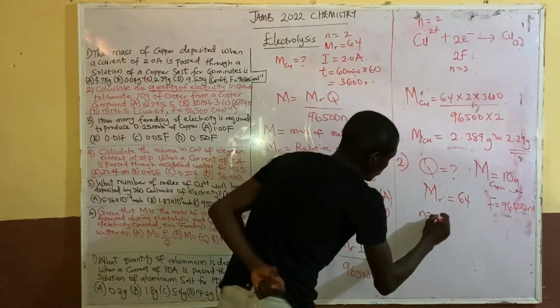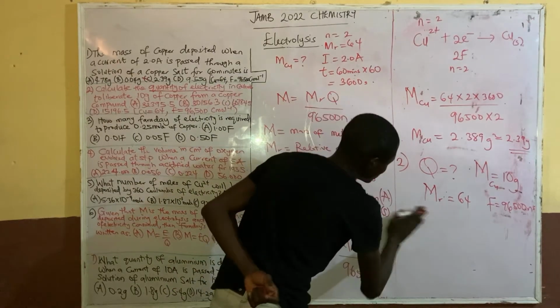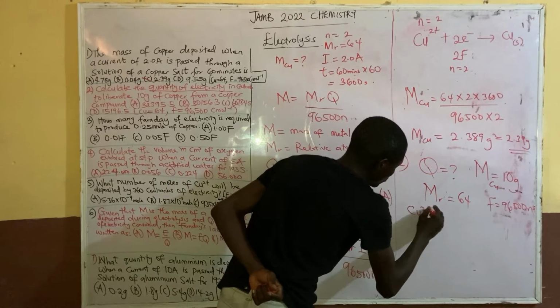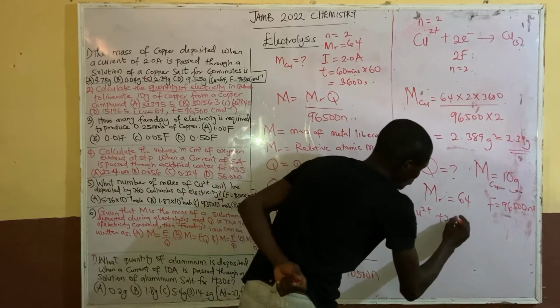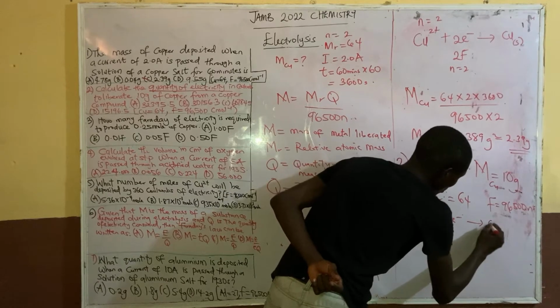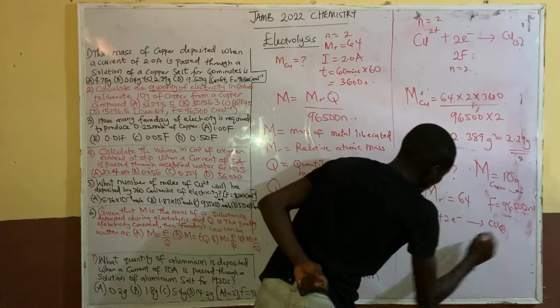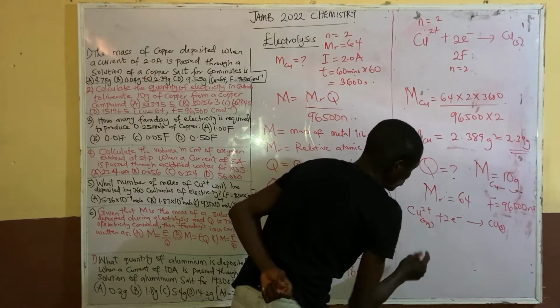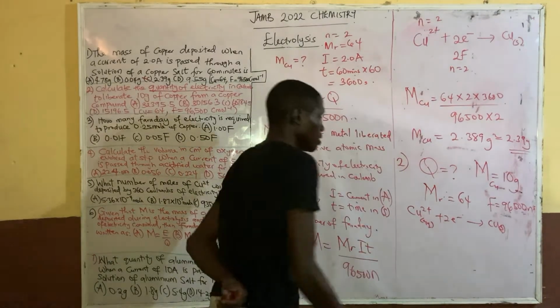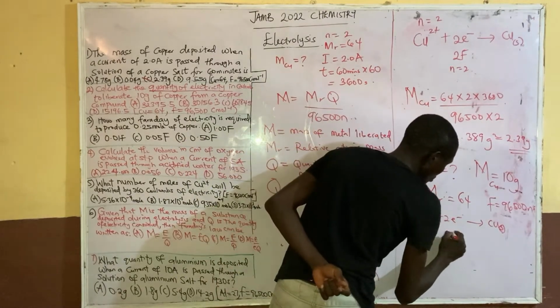So n is equal to, we are dealing with copper as well. Cu2+ plus 2 electrons gives you copper solid. This is copper aqueous. So to get copper solid liberated, we use 2 electrons. So this is n equal to 2.